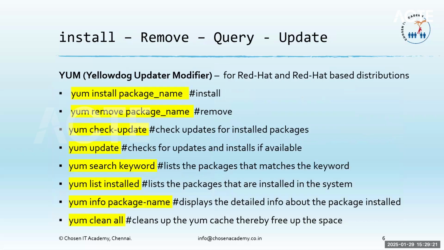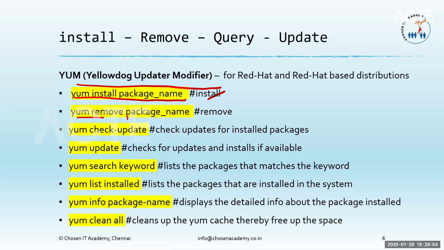Okay, so now we are using the Yum installer and the Yum package manager. Yum is also called Yellowdog Updater Modified. This is meant for Red Hat and Red Hat based distributions. This is the list of commands and operations that we can do with this package manager. First, if you want to install a package, this is the command that we normally use: yum install, and give the package name. This will do the installation for us.